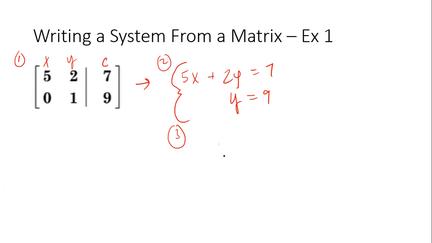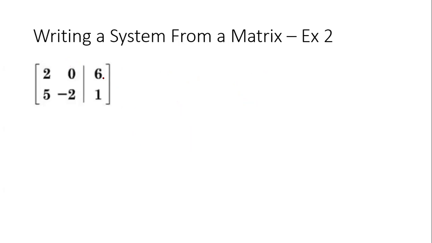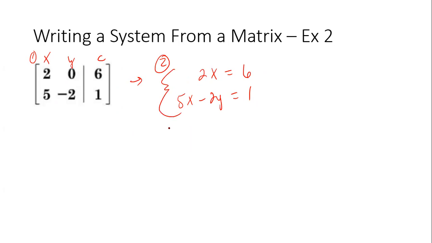Writing a system from a matrix. Double check that we're good. So these represent my X's, my Y's, my constant. That's going to lead me to 2x plus 0y equals 6. 5x minus 2y equals 1. Draw my brace. And I'm done. System has been written. Okay? Any questions about going backwards?